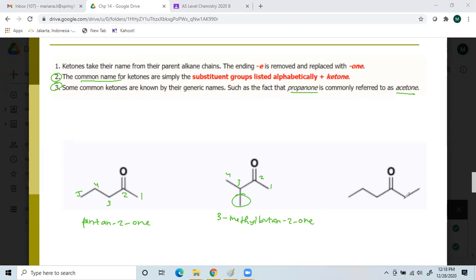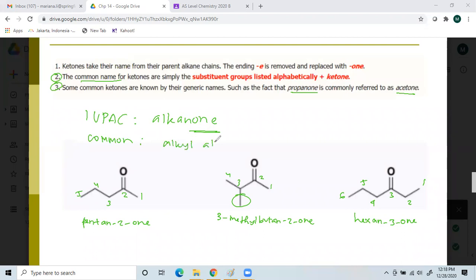Okay, how about this? 1, 2, 3, 1, 2, 3, 4. So from this, the name would be hexan-3-one. Okay, so the IUPAC name for ketone is alkanone. But how about the trivial name or the common name? The common name is alkyl alkyl ketone.